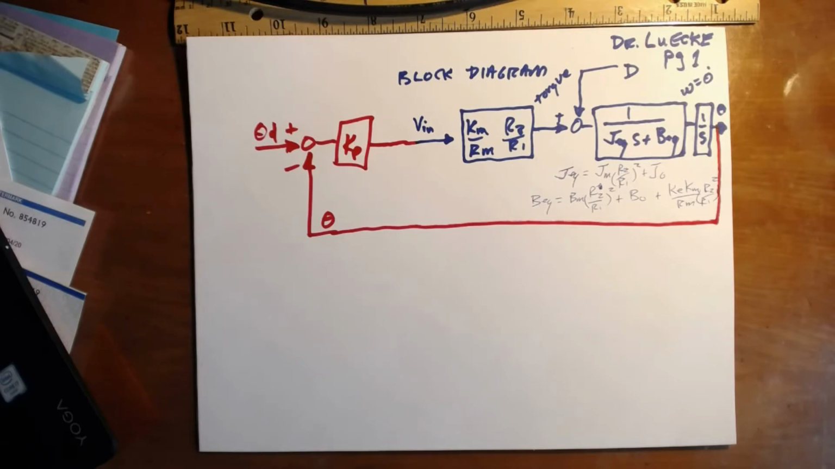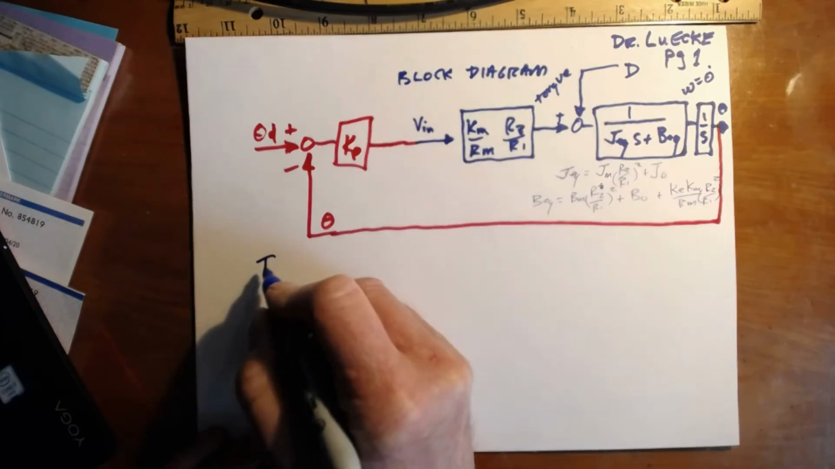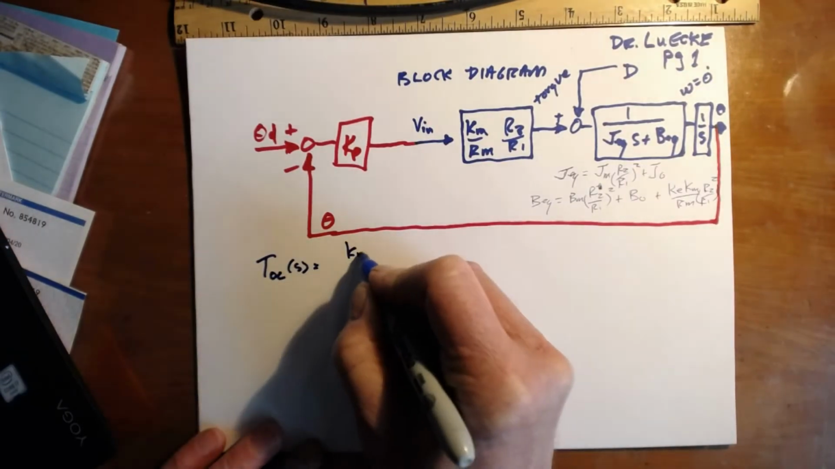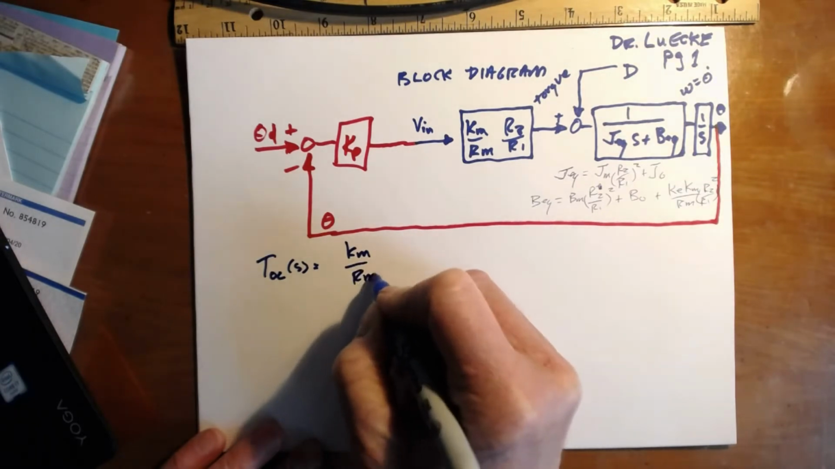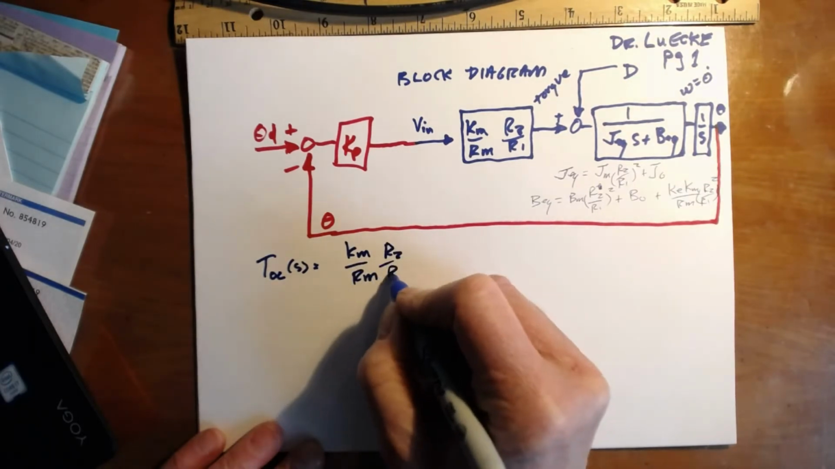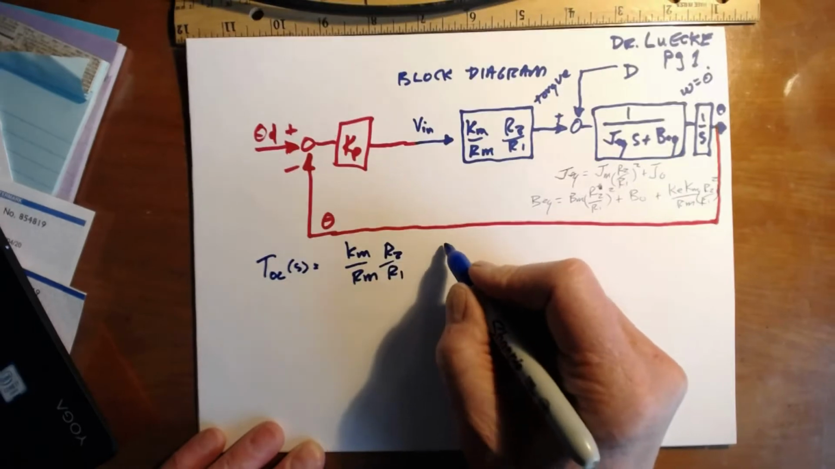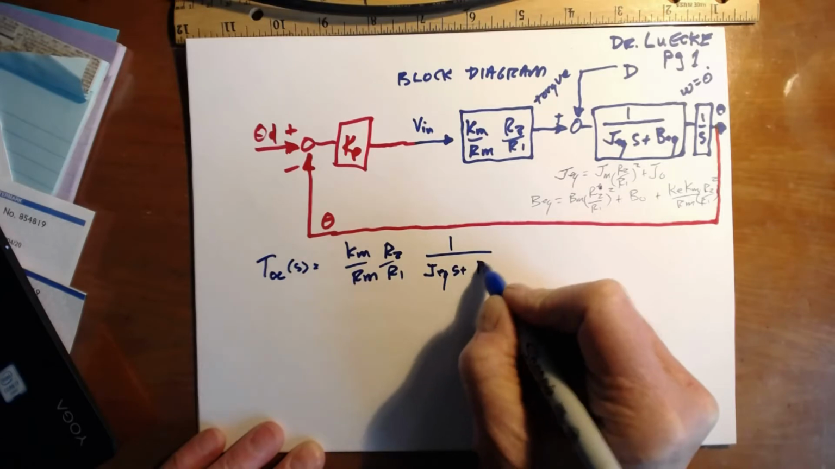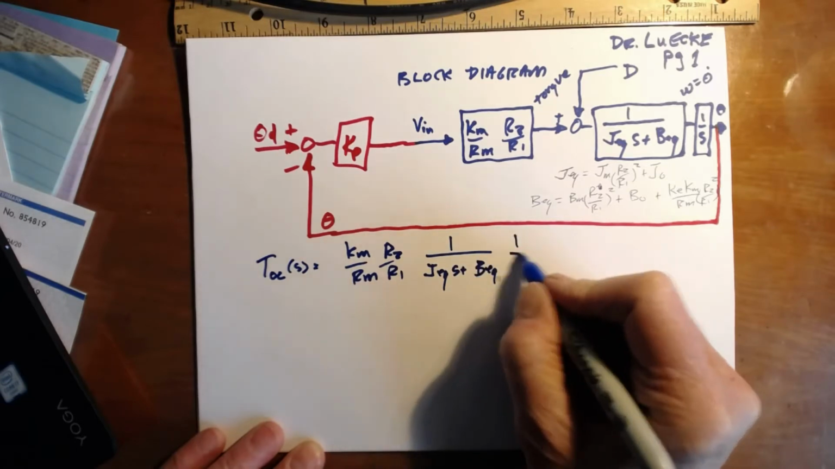And so my open loop system is in blue, and I can talk about my open loop system. T open loop of S is equal to Km over Rm, R2 over R1, times 1 over J equivalent S plus B equivalent, times 1 over S.